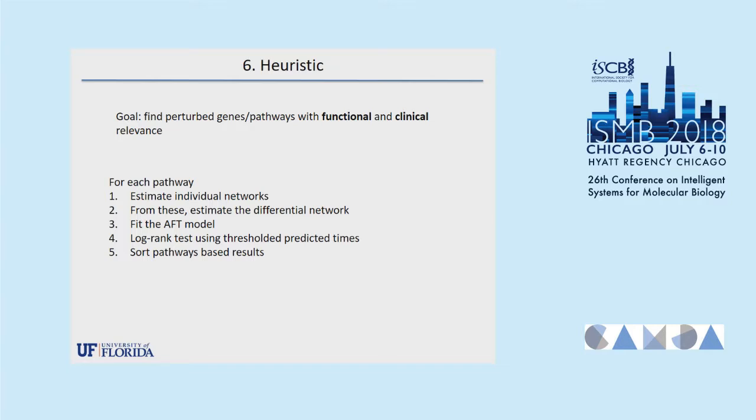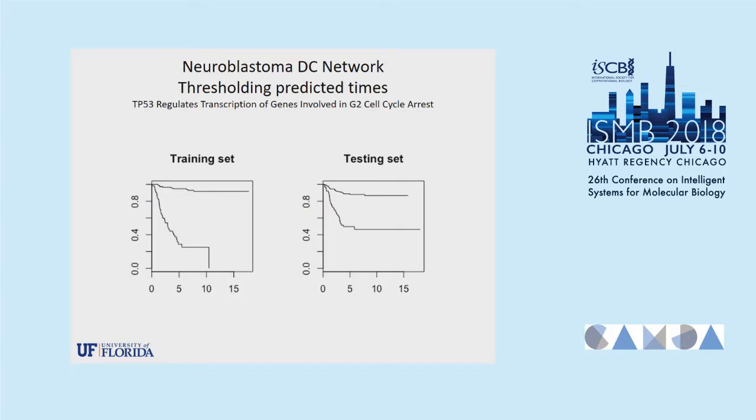So a quick overview. What we do for each pathway is we estimate individual networks. We estimate the differential network. We fit the accelerated failure time model. And then we can look at log rank tests. So the way I ended up sorting the pathways is by the p-value for the log rank test and how well it did separating these two groups in the training set.